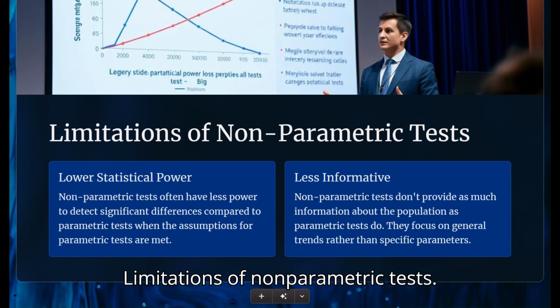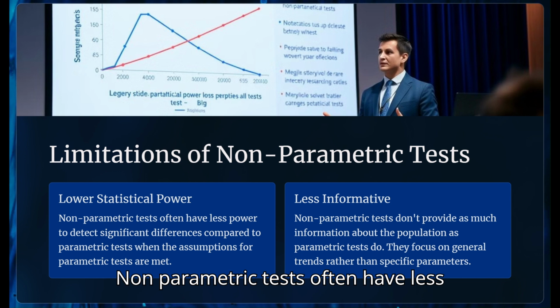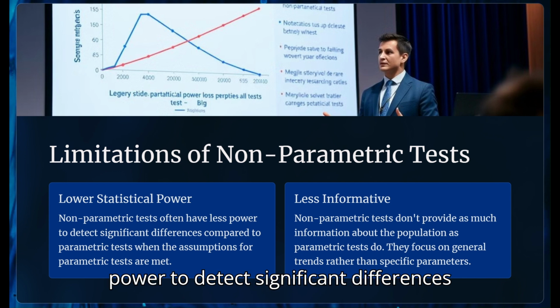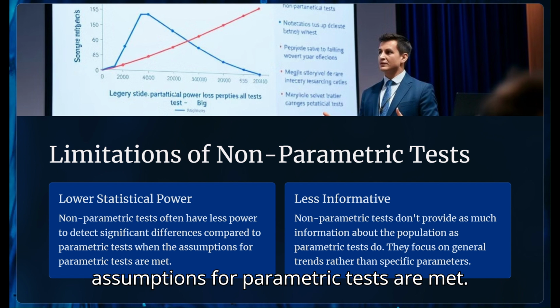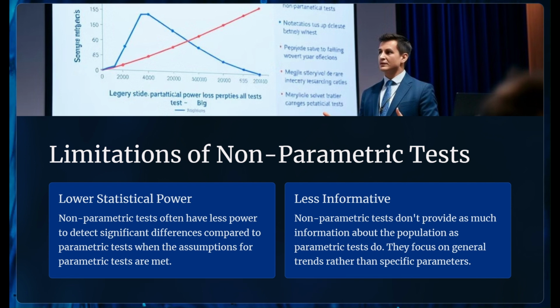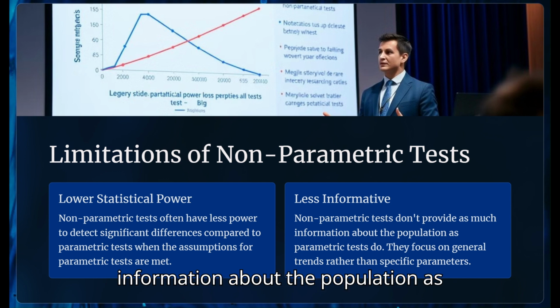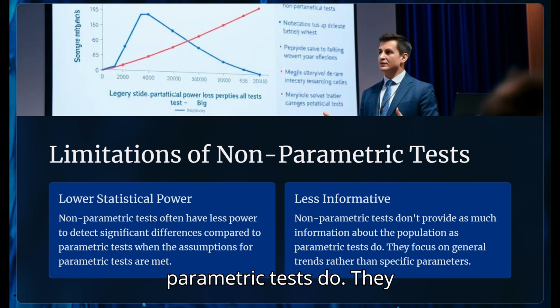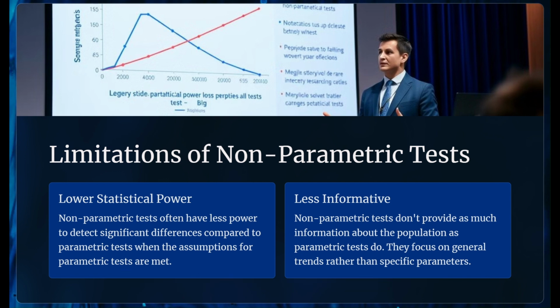Limitations of non-parametric tests. Lower statistical power. Non-parametric tests often have less power to detect significant differences compared to parametric tests when the assumptions for parametric tests are met. Less informative. Non-parametric tests don't provide as much information about the population as parametric tests do. They focus on general trends rather than specific parameters.